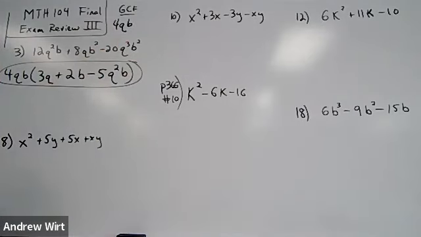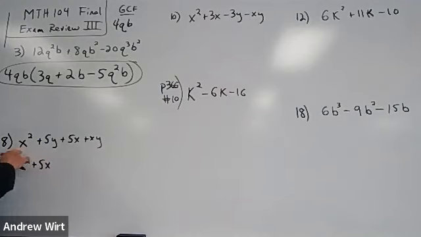Now the next one is a 4-term polynomial. So always with 4-term polynomials, we're going to look to factor by grouping. Now this one happens to be in an order that cannot be factored by grouping. Notice in these first two terms, there is no GCF other than 1. So we're just going to rearrange these.